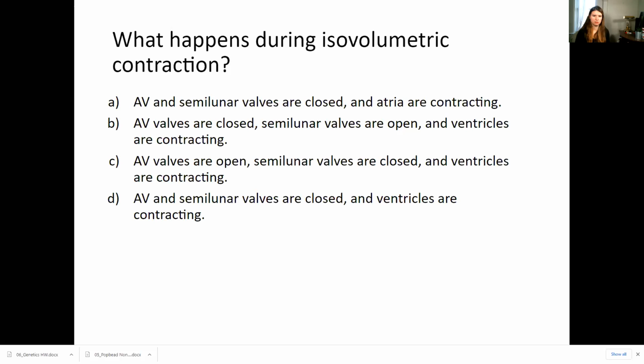Okay, so most people got this right, but I can see there's a fair bit of confusion here. So yes, the AV and semilunar valves are closed. That's what keeps this isovolumetric. Blood is staying in the same place. We're keeping the volume the same. The part that is contracting are the ventricles. So the answer here is D.